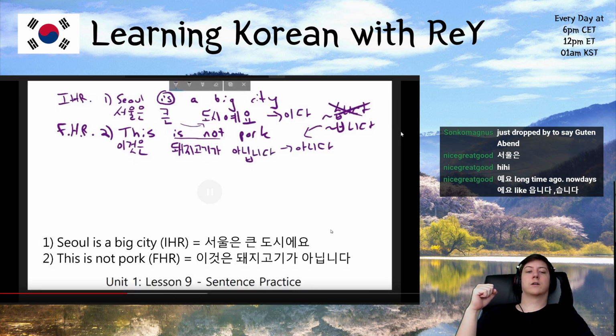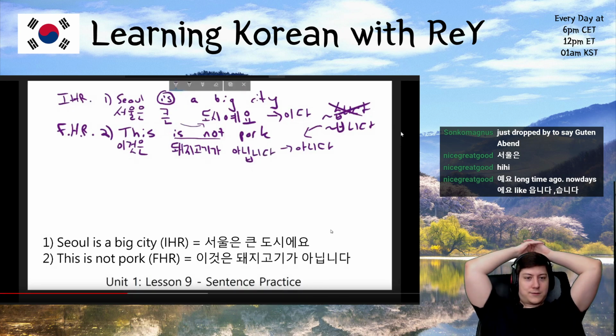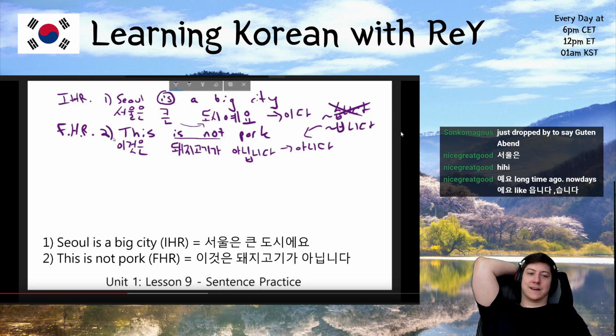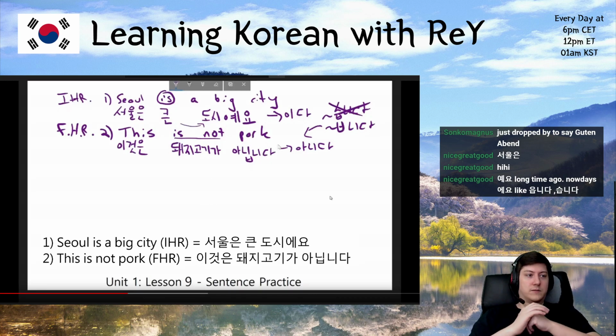Oh. This sentence would... Nice! Everything correct? Okay, well, never mind, I'm lying. Not everything. I used that instead of this. But, I mean, the important part is all correct. The new vocabulary we've learned, like pork, and of course the conjugation of anida, or the negative conjugation of ida. So that was all perfect. Nice. Read 이것은 돼지고기가 아닙니다.